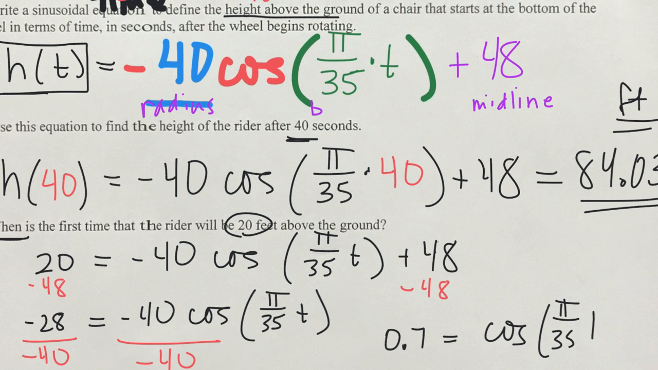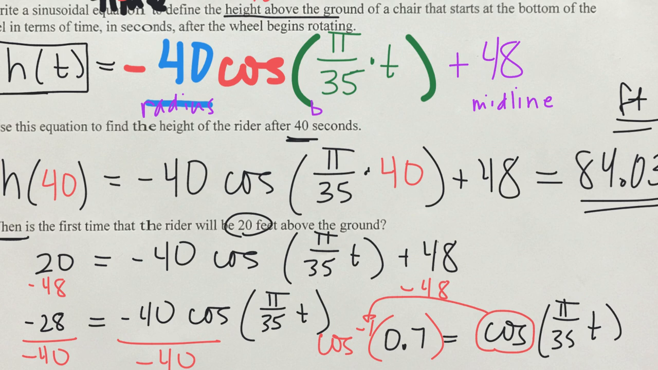Pi over 35t. So now we have a number equals a trig. Okay, so we can't get rid of our parentheses. You can't touch the pi or the 35 until we get rid of the cosine. So our next step is to move cosine to the other side by doing its inverse. Okay, so you want to make sure that your calculator is in radian mode for this before you take the inverse cosine of positive 0.7.